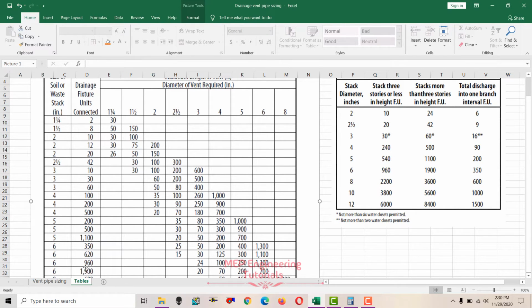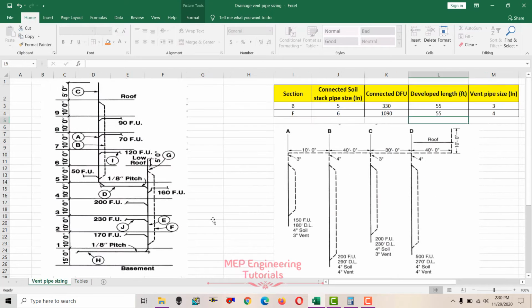1090 is between 960 and 1900, so we'll go for 1900. And developed length is 55, again between 20 and 70. We'll go for 70, the higher value, since there is no 55, and check the pipe size. It is 4 inches. Vent stack pipe size is 4 inches. So we have 4 inches here.